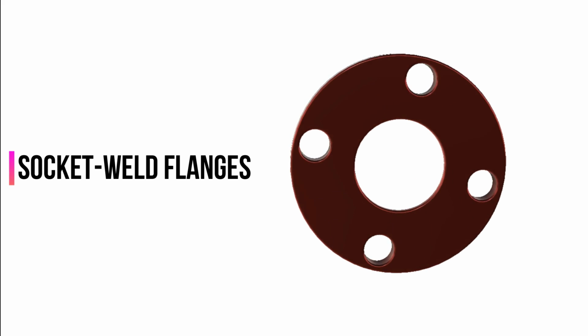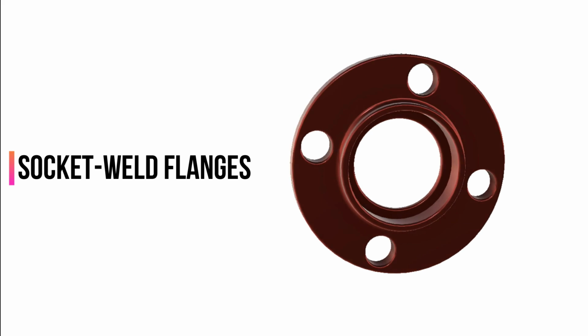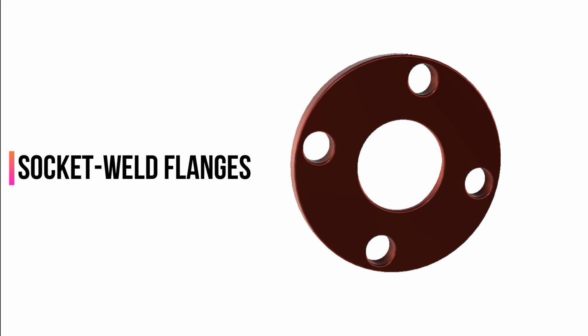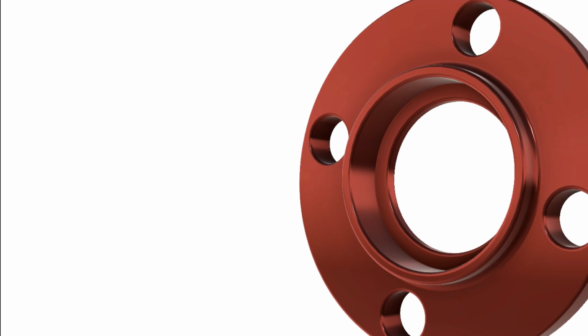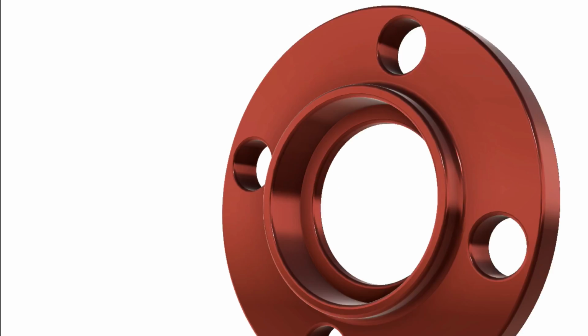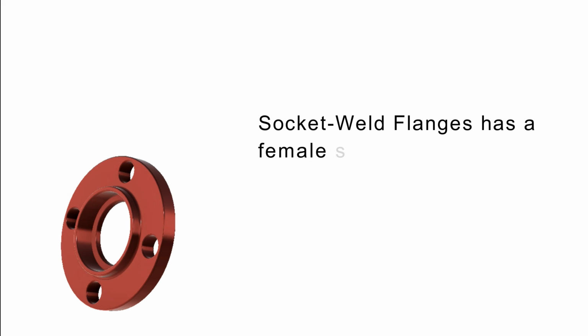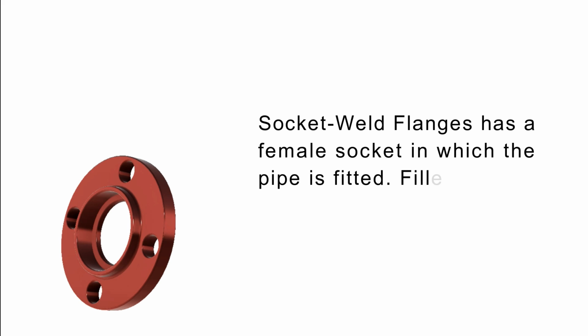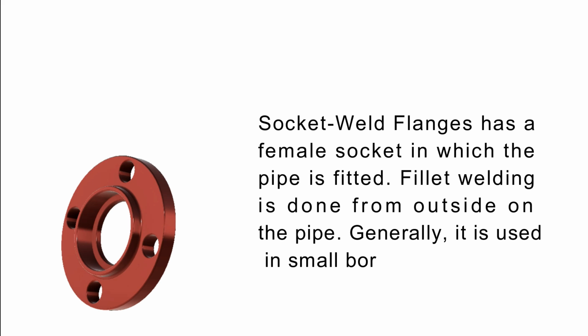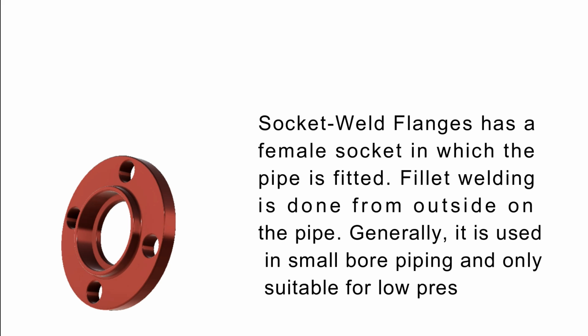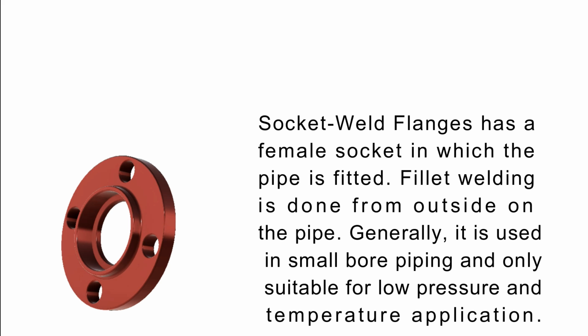Socket weld flanges. Socket weld flanges have a female socket in which the pipe is fitted. Fillet welding is done from outside on the pipe. Generally, it is used in small bore piping and is only suitable for low pressure and temperature applications.